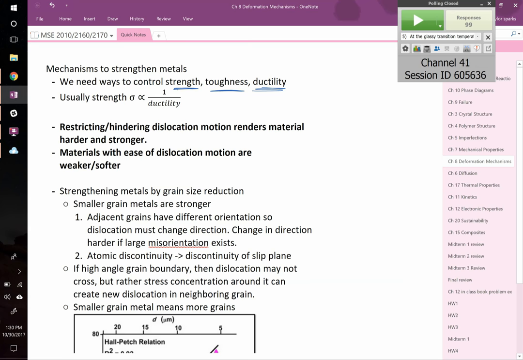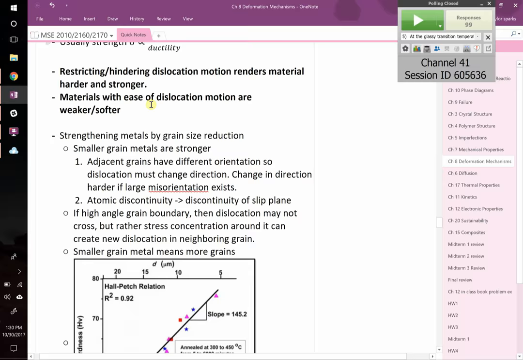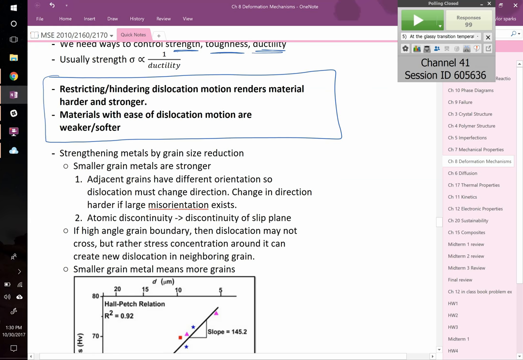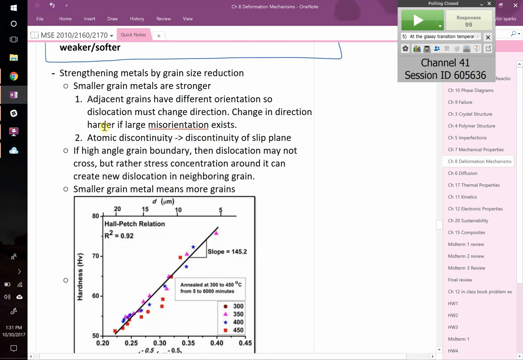And it's usually like this inverse relationship, right? So here's the key thing I want you to remember, and this is a key takeaway for this whole class, actually. We've said it now two or three times, but if you restrict or hinder the motion of dislocations, then you've made the material harder and stronger, right? If that dislocation can't slide, then you can't deform the material. So it's harder and stronger, but you made it less ductile. If you make them easy to move, you make it weaker and softer, but more ductile, okay? Therefore, if you want to strengthen a material, one thing that you might do is just reduce the grain size, right?